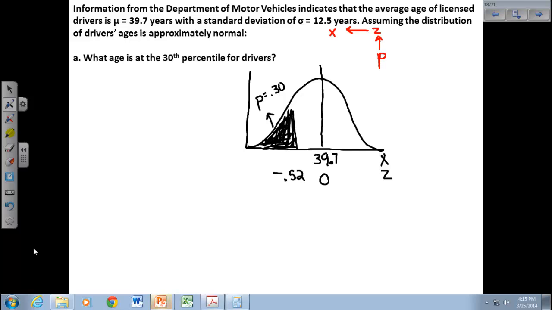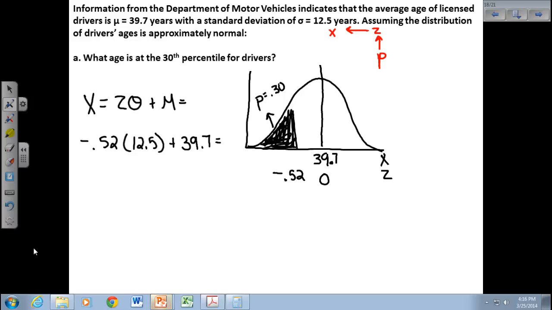So now we've got our z-score, and we need to find x using our trusted formula, z times standard deviation plus the mean. Well, the z-score that we just found is negative 0.52. Standard deviation is 12.5 plus the mean of 39.7.